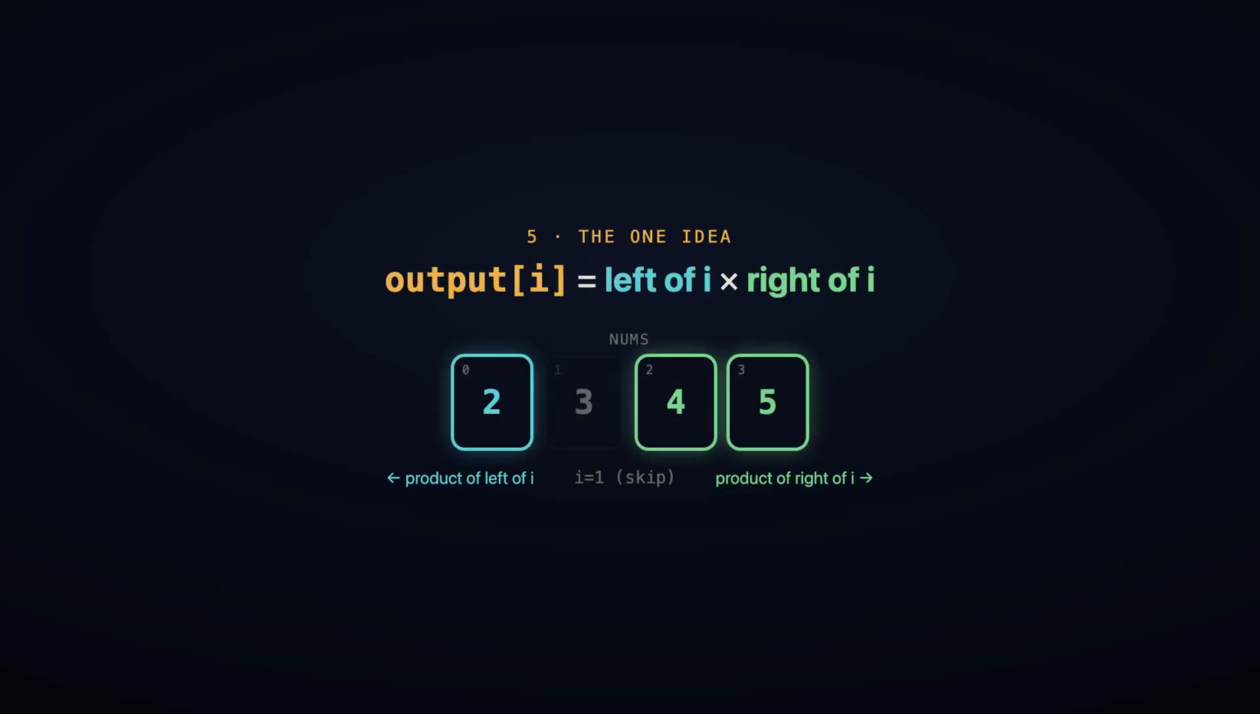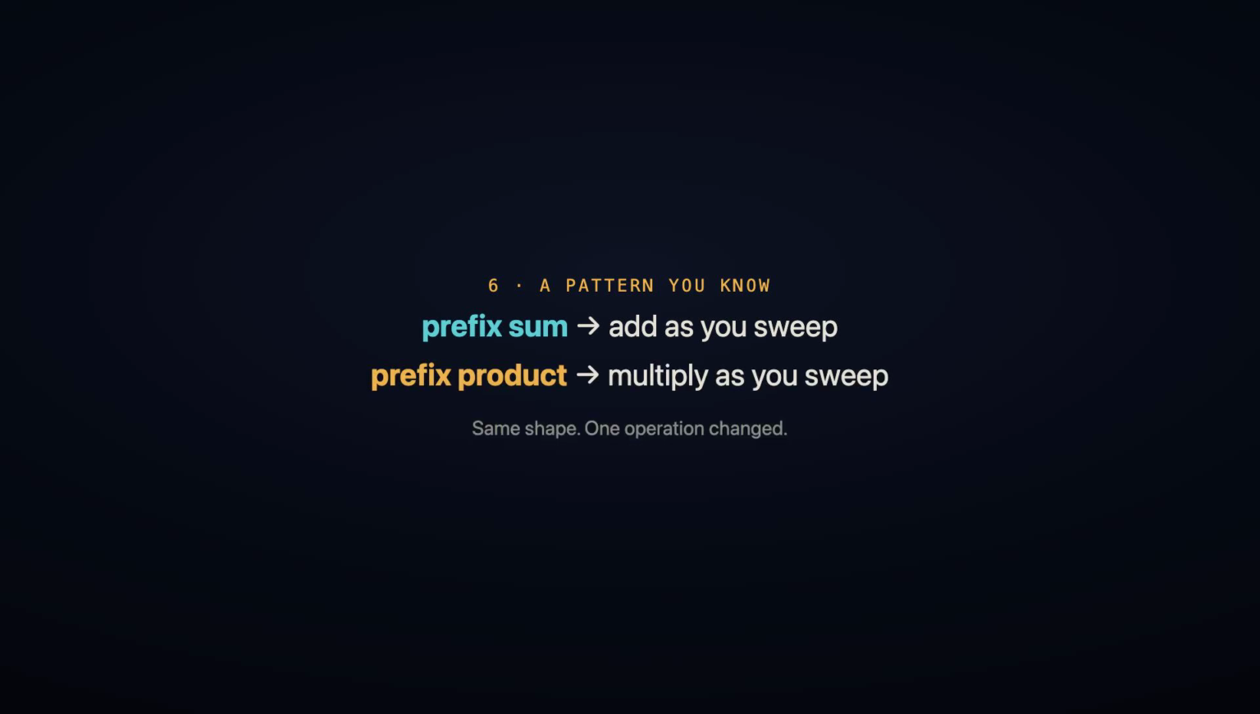Here's the flip. The product of everything except position i is really two pieces multiplied together. Everything to the left of i times everything to the right of i. Split the array at each spot, multiply the two sides, and the number itself is simply never included. No division anywhere. And if that smells like prefix sums, trust the instinct. It's the exact same move, with multiply in place of add. A running product from the left, a running product from the right. We just learned that pattern. Now watch it work on products.